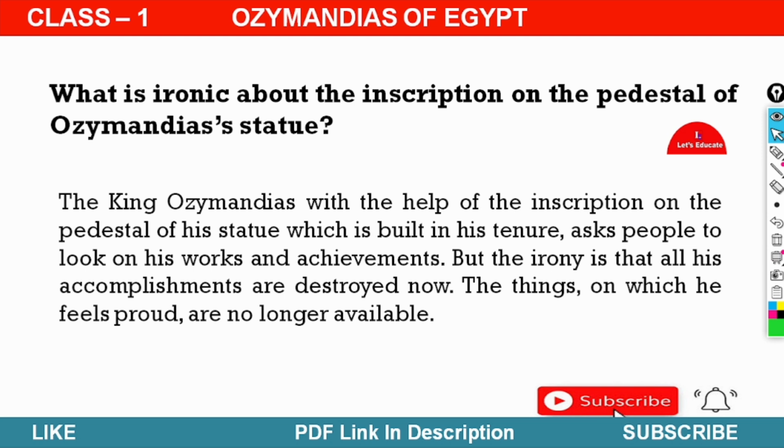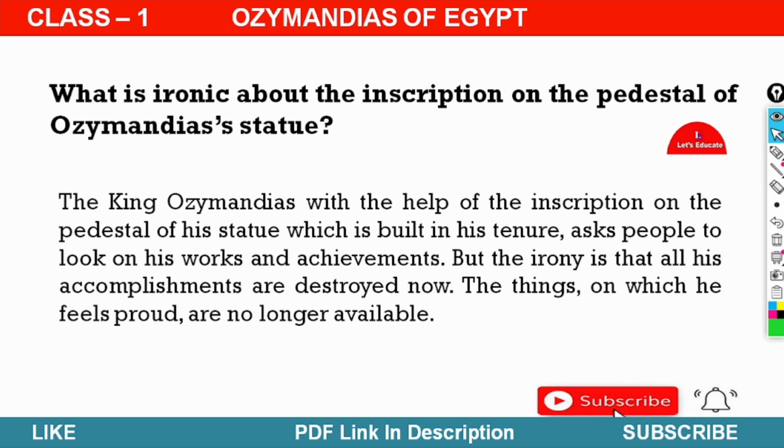Okay. This is the irony about Ozymandias' statue. The statue asks the people to look on the works, but there are no works available. I said already that the thing which you see and the thing which is actual, it is the irony.